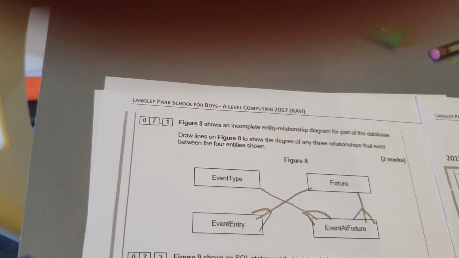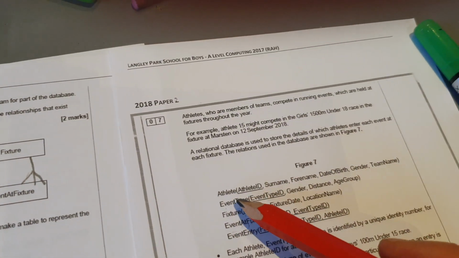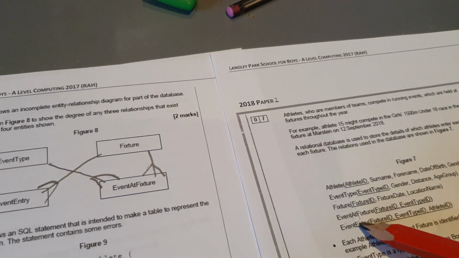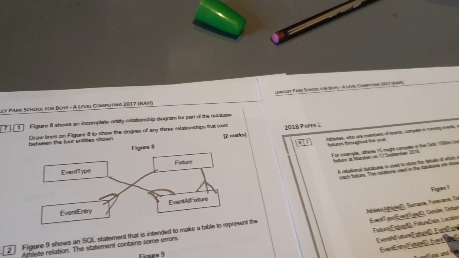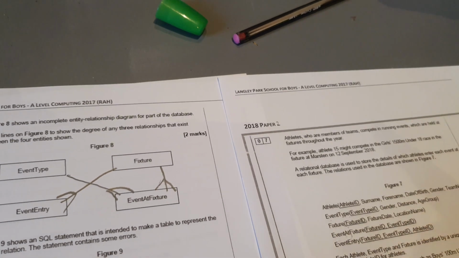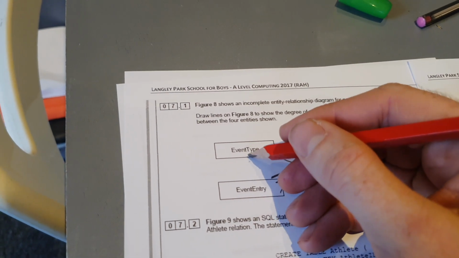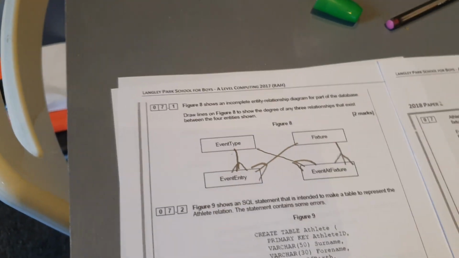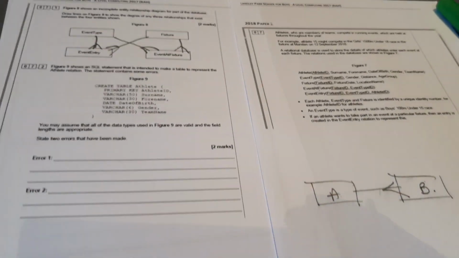And I know it says only 3, but let's do the other one. From fixture into event entry. I've done that one. Event type into event entry is what I'm looking for. My apologies for the terrible handwriting. Okay, all right, I'm just going to flick this around again.